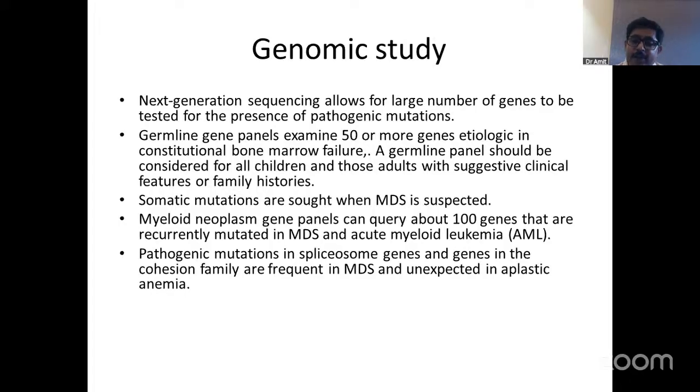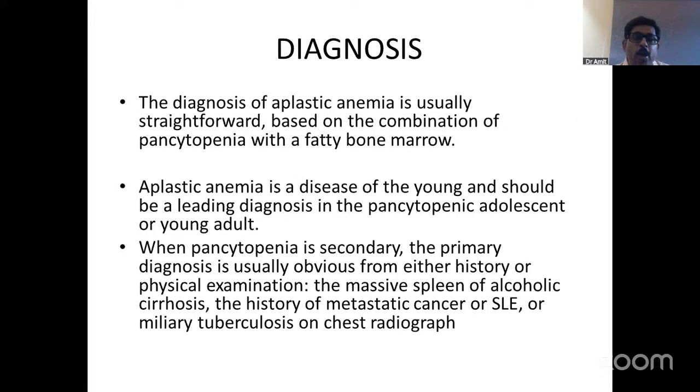Genomic studies can further diagnose the different causes of aplastic anemia. Maybe acute myeloid leukemias can be diagnosed by genomic studies. So diagnosis is usually straightforward based on a combination of pancytopenia and a fatty bone marrow. Remember, aplastic anemia is a disease of the young and should be the leading diagnosis in a pancytopenic adolescent or young adult.